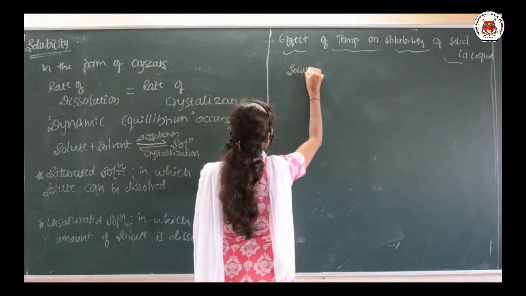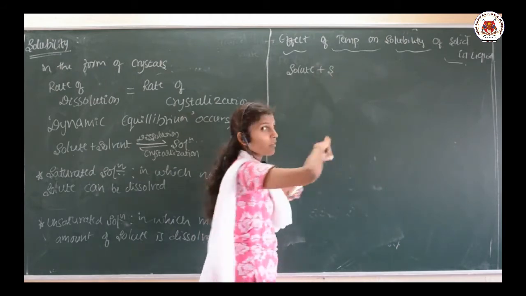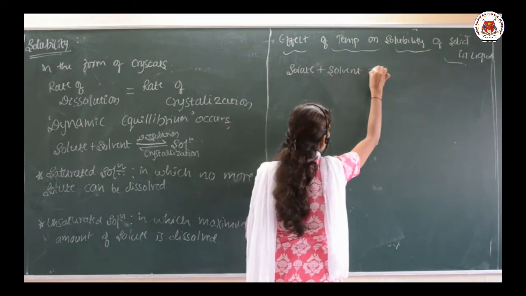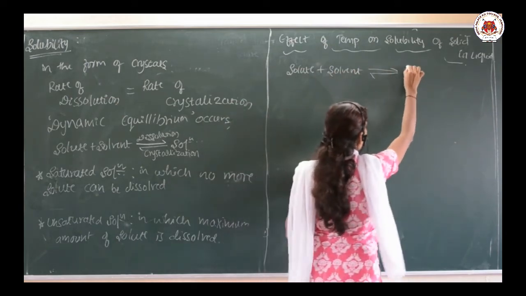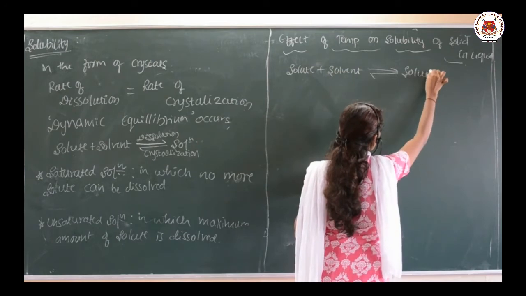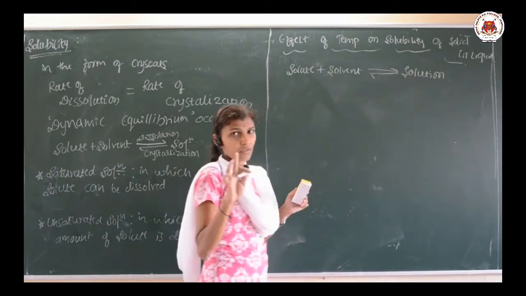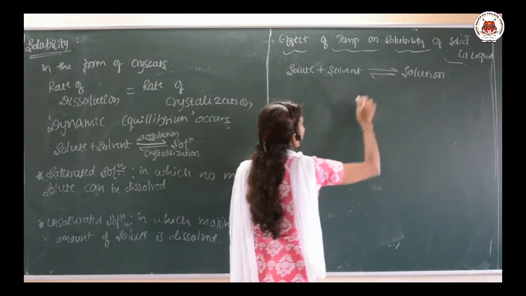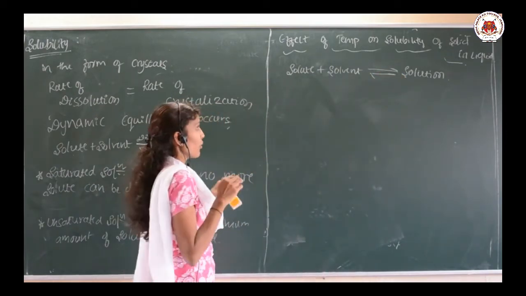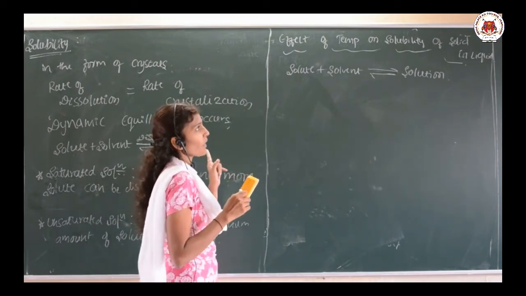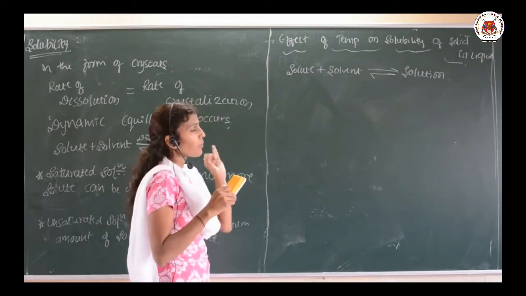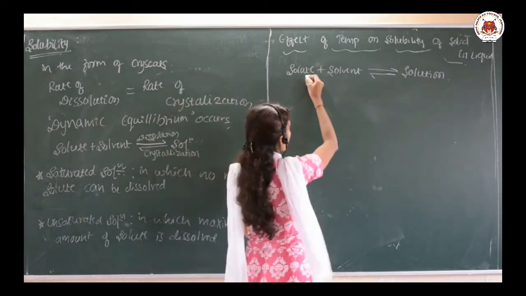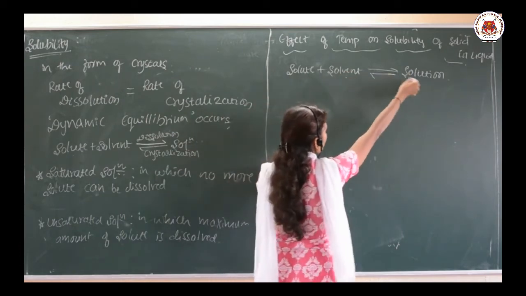Solute plus solvent, which occurs at a dynamic equilibrium, there is a formation of the solution. Keep one thing in mind, that we are talking about solubility. What is the meaning of solubility? The amount of the solute present in the solvent. Okay. So, in this reaction the solute is dissolved in solvent and it forms a solution.